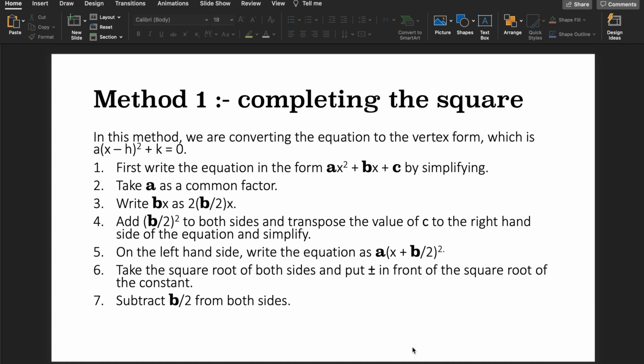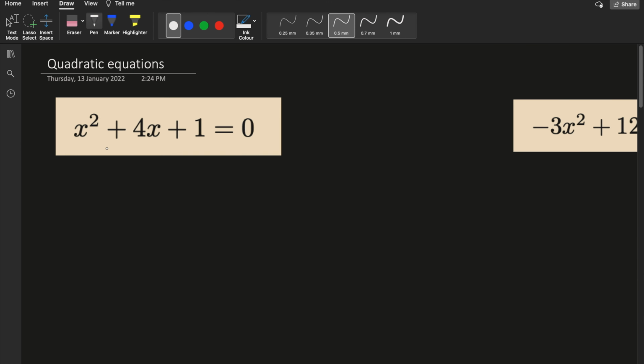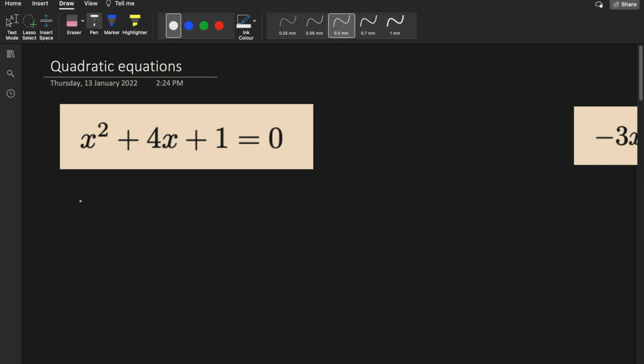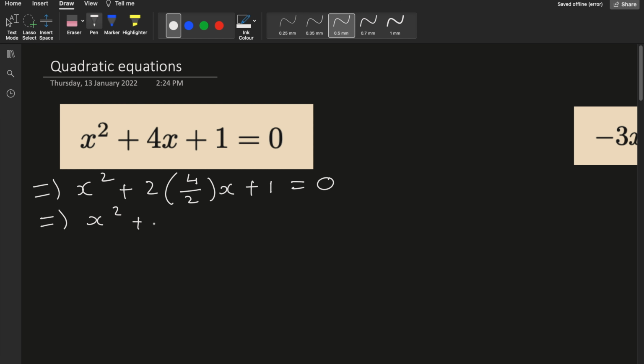Okay, let's solve a few equations to make sure this is engraved in your mind. We'll start with the first equation. The first step was to take a as a common factor, but here a is 1, so we don't have to really take it. The next step was to write bx as 2 into b divided by 2 times x. So let's write that. This implies x squared plus 2 into 4 divided by 2 x plus 1 equals 0. Let's first simplify this. This is 2 into 2x plus 1.